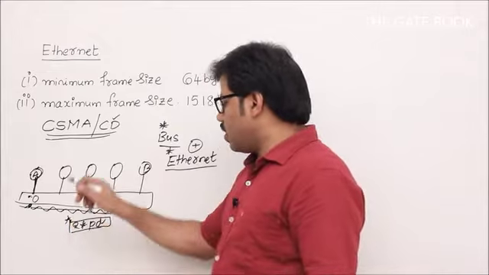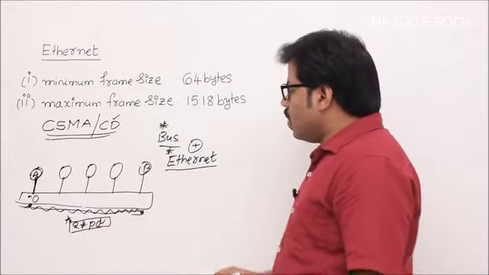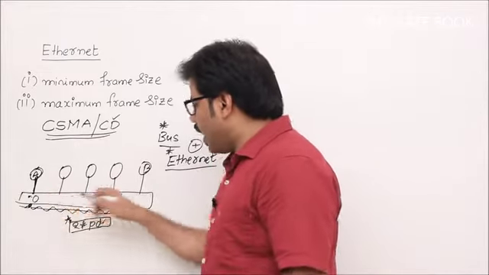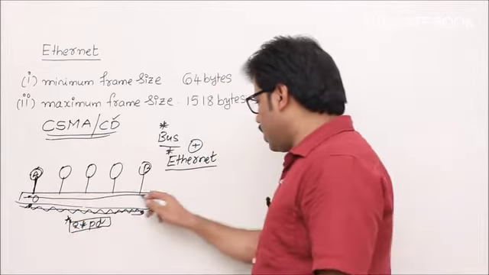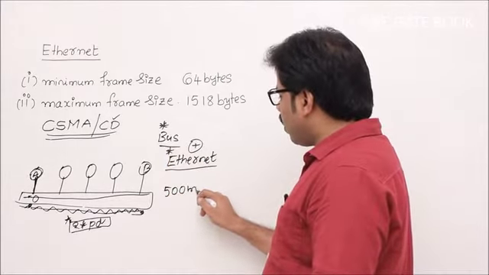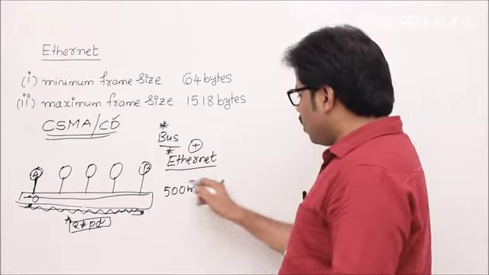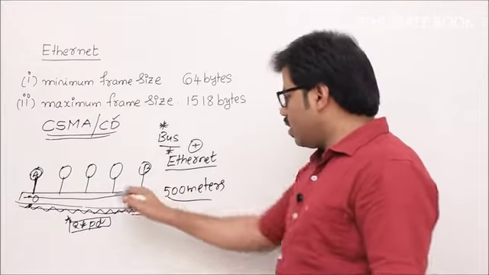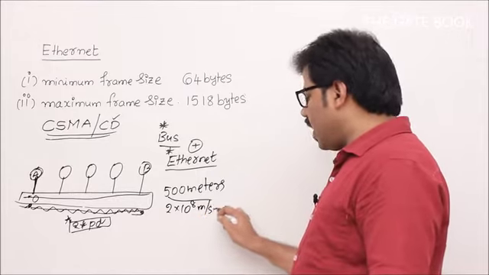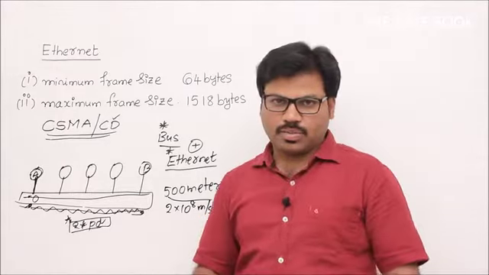Now you see this one. Example, let's say the maximum cable length, this is the cable you are using for Ethernet, is, let's say, 500 meters. Let's try to understand one mathematical calculation. So 500 meters is the cable length, and the signal speed is 2 into 10 to the power of 8 meters per second.